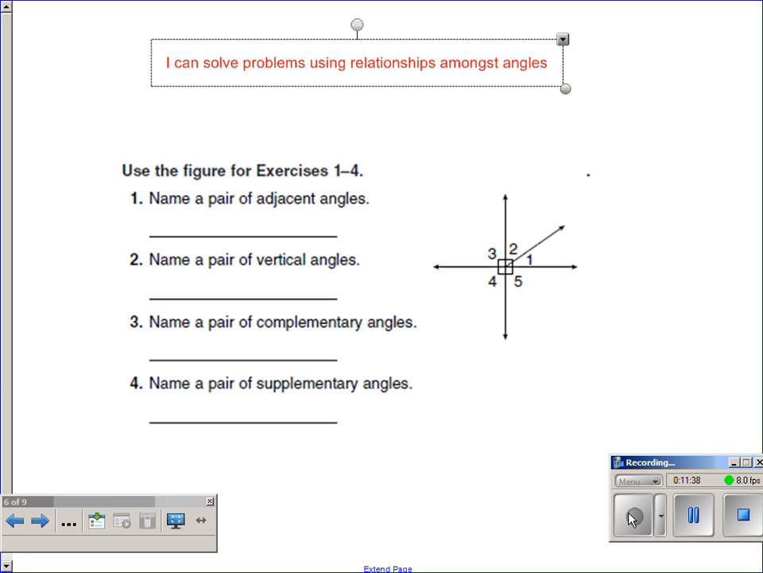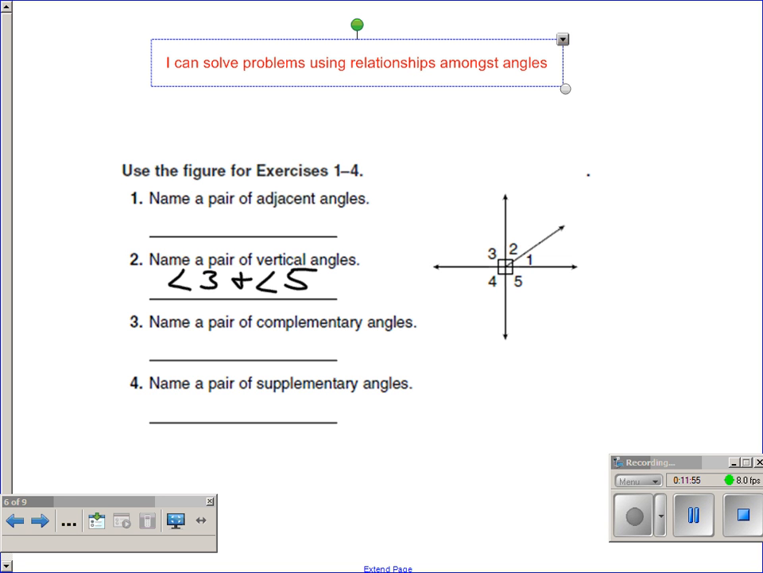What is 3 and 5 up there? 3 and 5 are not complementary. Vertical angles. 3 and 5 are vertical angles. Okay, so this one is angle 3 and angle 5.